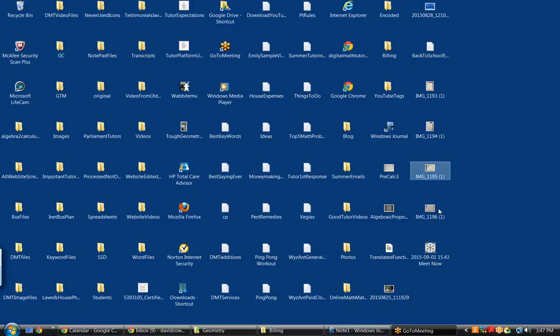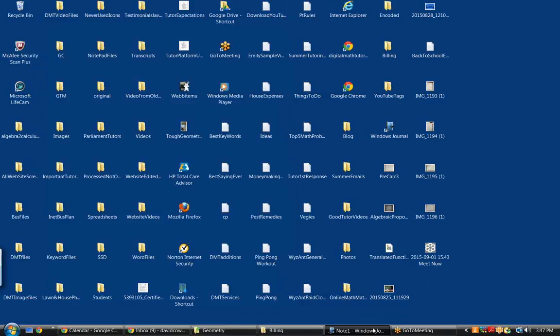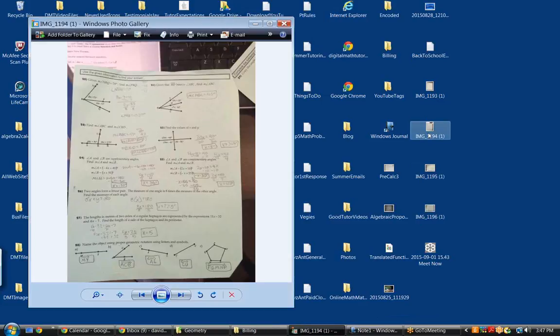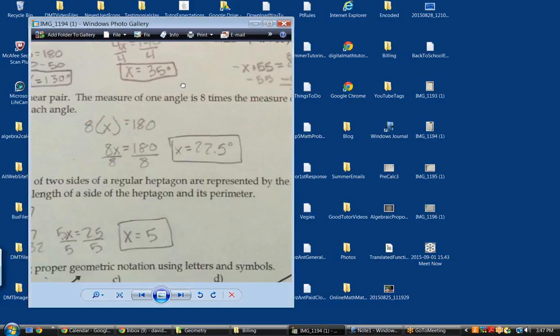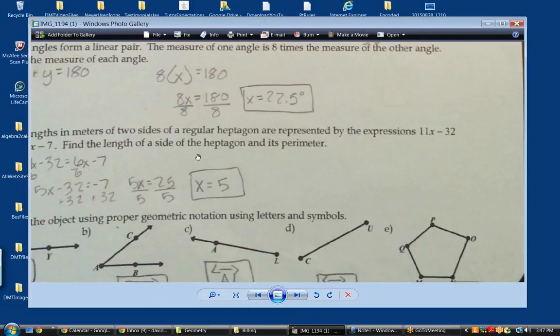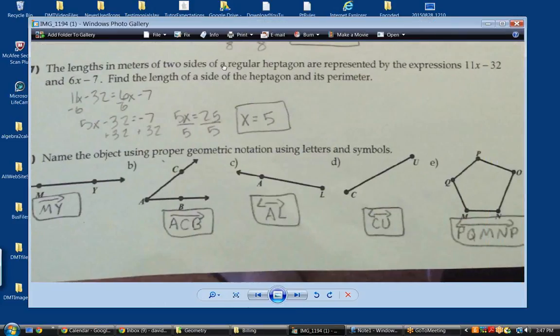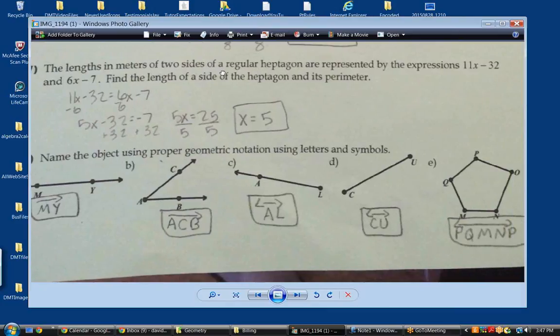Now, I assume that you're in the same geometry class as my other students. Do these look familiar? So you're in exactly the same class? I don't know if it's exactly the same class. But it's the same material. Yeah. Okay.